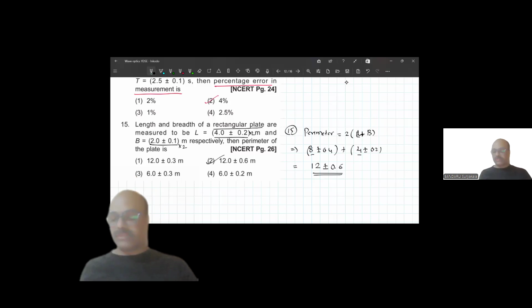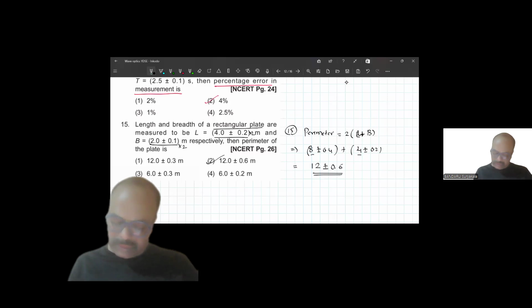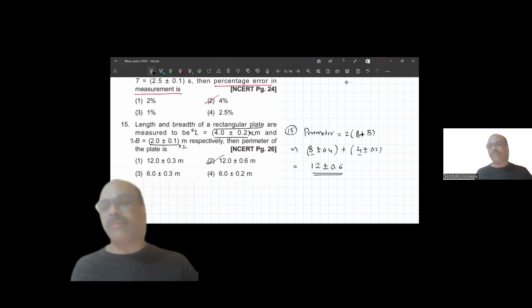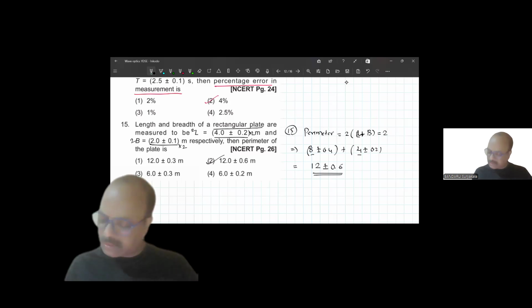Okay. So this you should multiply with the 2, and this you should multiply with the 2. Okay. In the perimeter, 2L plus 2B. Now this you can write 2L plus 2B. Okay. See the next problem.